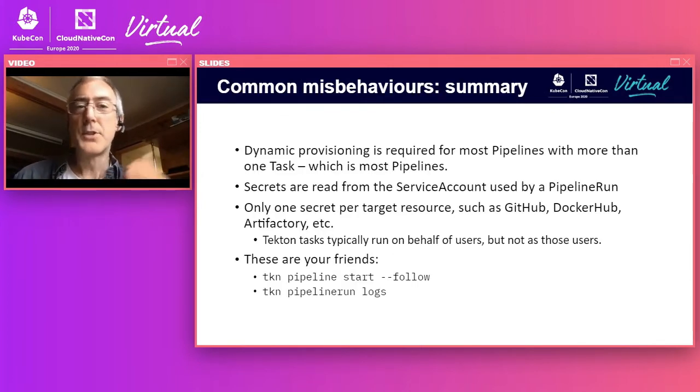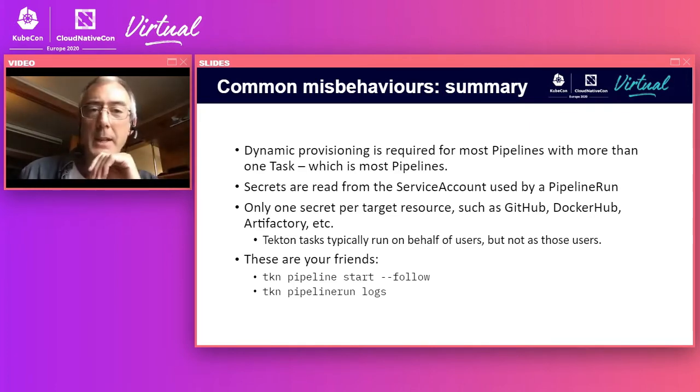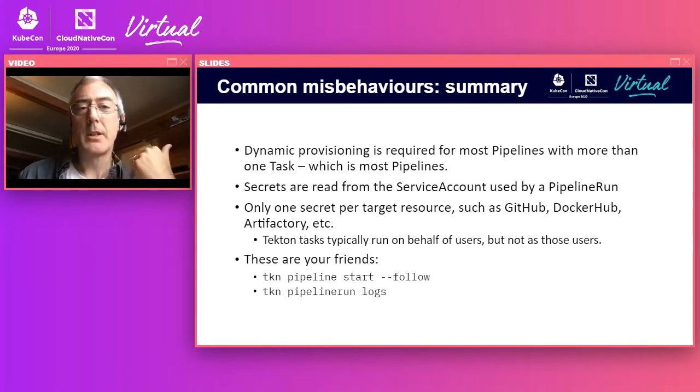All right, so we said dynamic provisioning. We typically need that to be enabled. We need to patch our secrets onto service accounts. And this idea that for a whole of GitHub, you can only put one credential onto one service account. So Tekton typically doesn't run as somebody, it tends to run on behalf of somebody. So you tend to end up creating an identity that Tekton will use for dealing with all the repositories that you're interested in for a particular service account. That's sort of a consequence of the way that secret handling works.